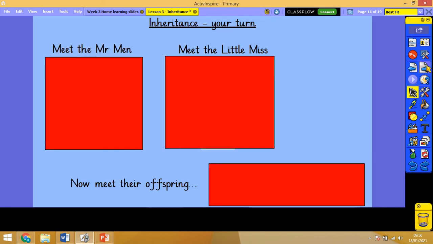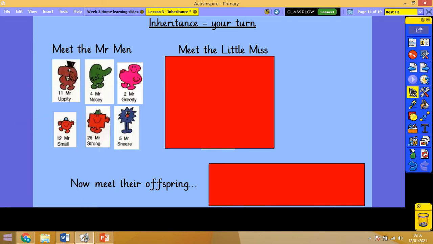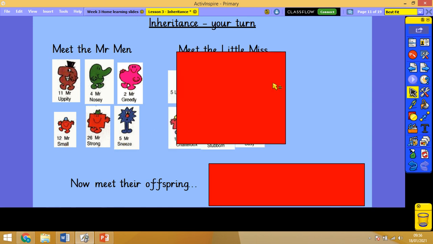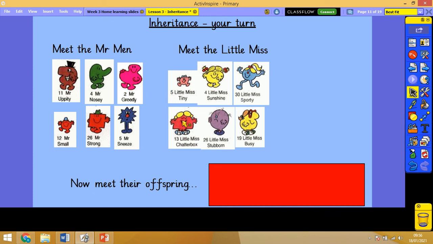Right, so now we've got quite a fun little activity. You'll have noticed on your sheet that you've got some Mr. Men, and we're going to have a real look at inheritance now. So we've got the Mr. Men here. We've got Mr. Uppity, Mr. Nosy, Mr. Greedy, Mr. Small, Mr. Strong, and Mr. Sneeze. And you've got Little Miss Tiny, Little Miss Sunshine, Little Miss Sporty, Little Miss Chatterbox, Little Miss Stubborn, and Little Miss Busy.